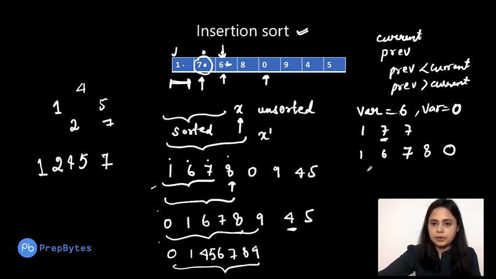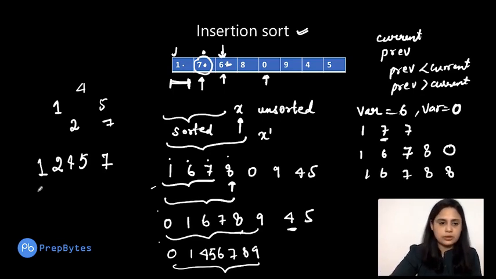I'll copy 1, 6, 7, 8, 8. This is how my array will look. Let me write it here. This is much space here. 1, 6, 7, 8, 8. This is the latest status.